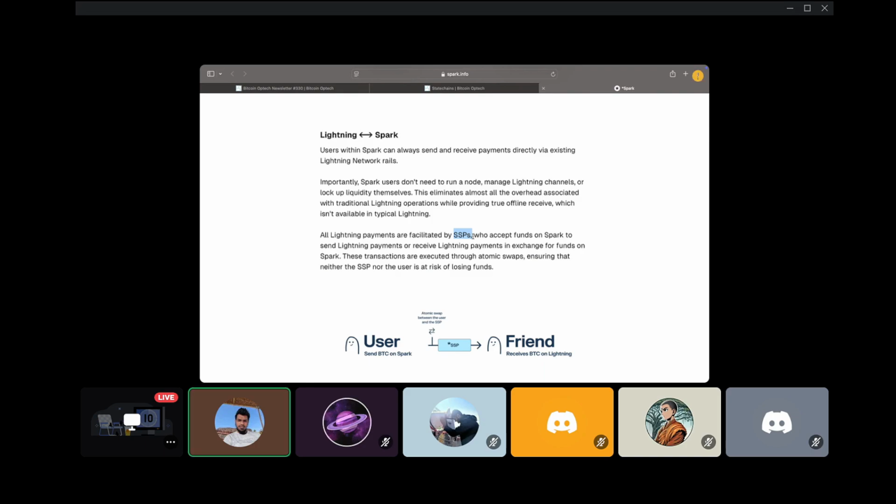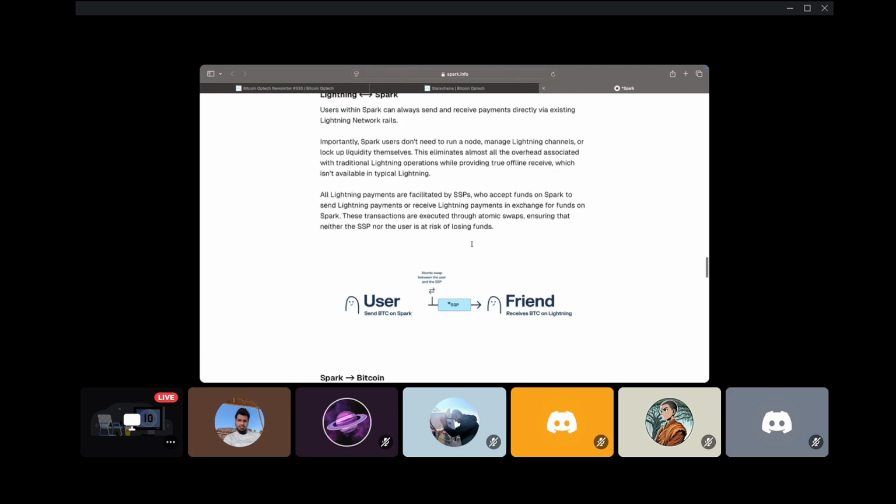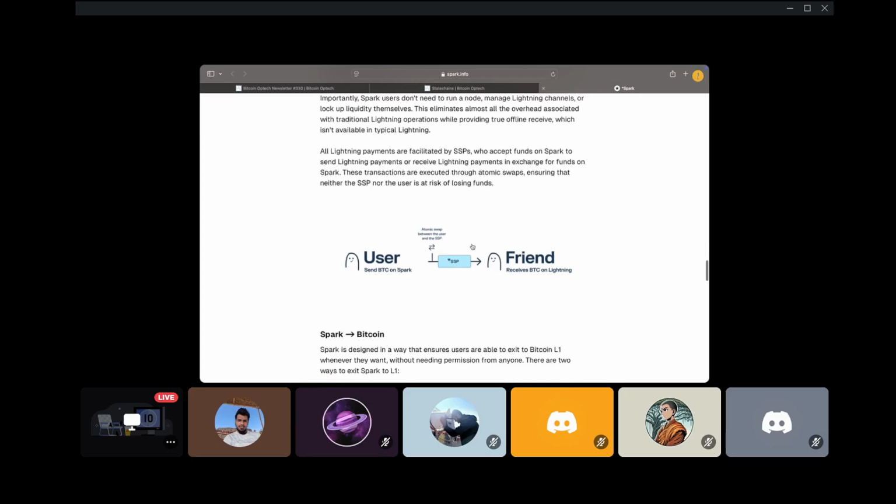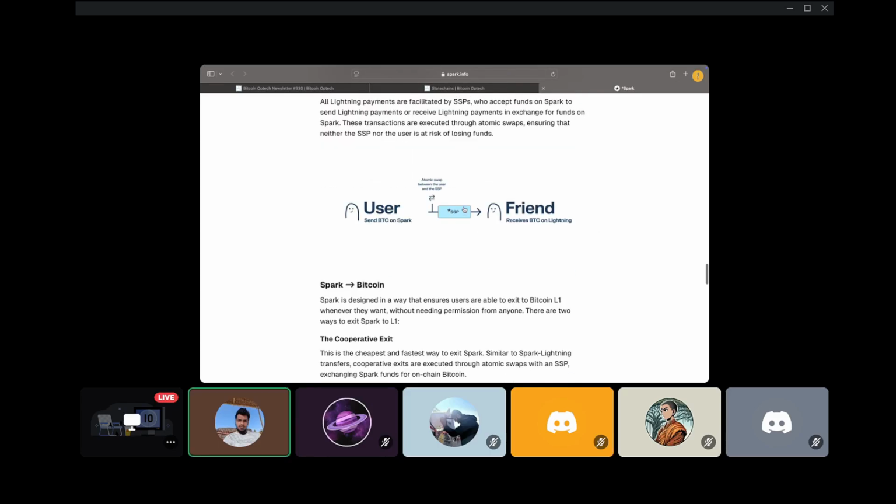They charge a fee, just like LSPs charge a fee. They charge a fee for providing service for atomic swaps. As a user, SSP sends BTC on Spark, receives BTC on Lightning, and then from Spark to Lightning. So this is an example of an atomic swap.